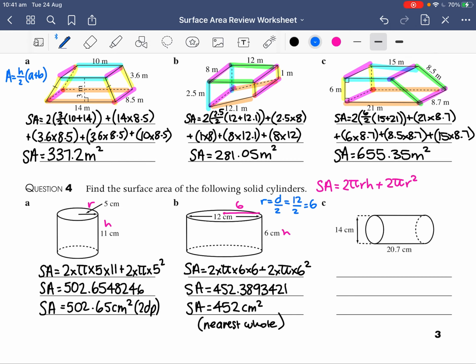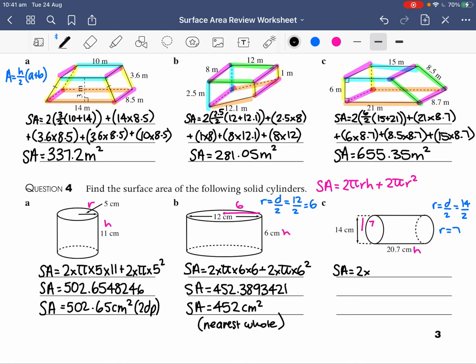And then for our last one, again, we don't have our radius, we only have our diameter. So our radius equals d on 2, which equals 14 on 2. So our radius equals 7. And we have our height is our 20.7. So the only difference between this cylinder and the other two cylinders is this one is on its side.